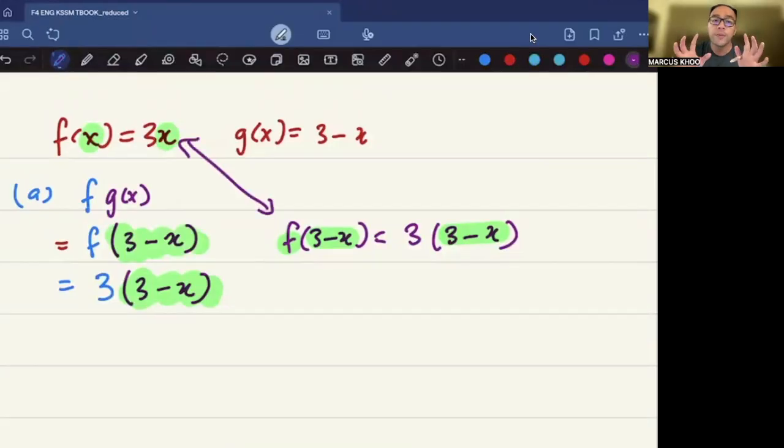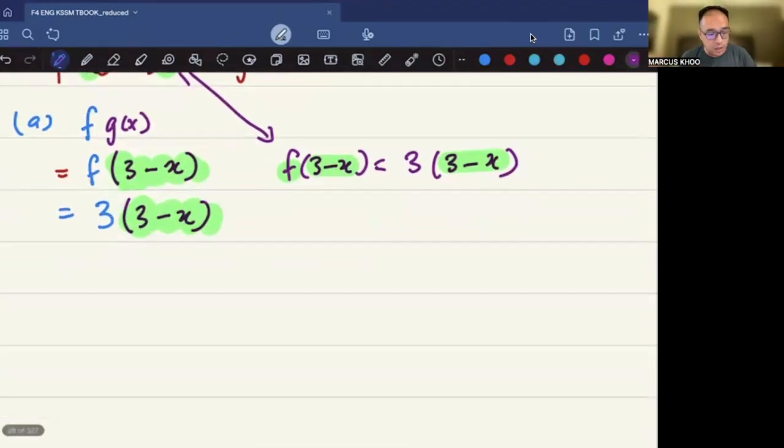That's what I'm doing. I'm taking whatever the object is inside the bracket and putting it into the equation. Even if the object is like, Marcus owns a boat, it's fine: 3 times Marcus owns a boat. After this it is a very easy solve. You can solve this equation already. 3 times (3 minus x) will give you 9 minus 3x, and that's your function.